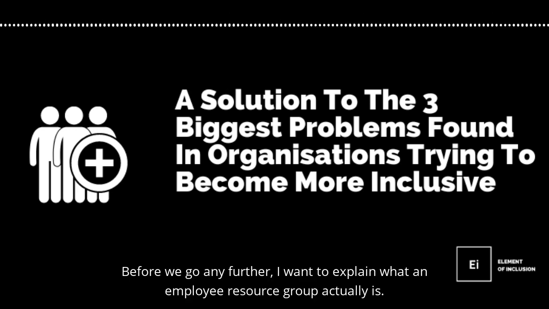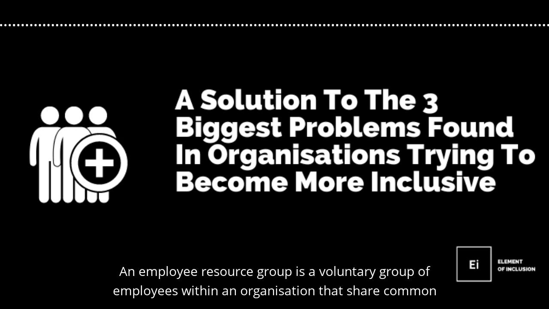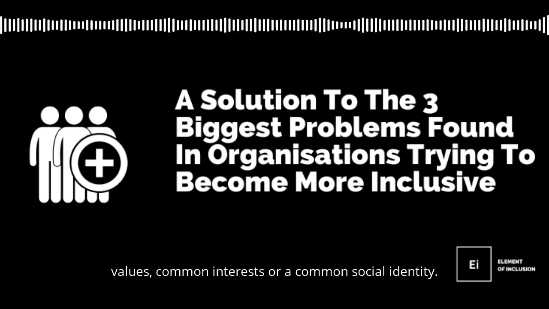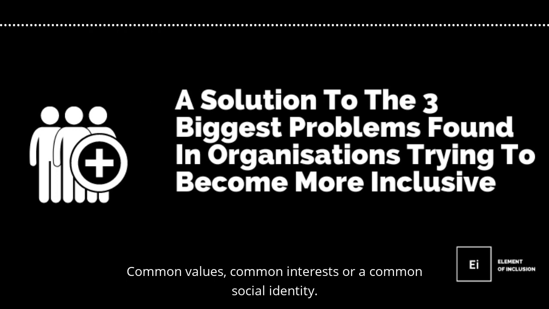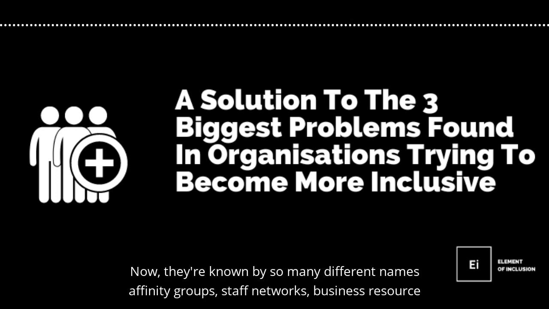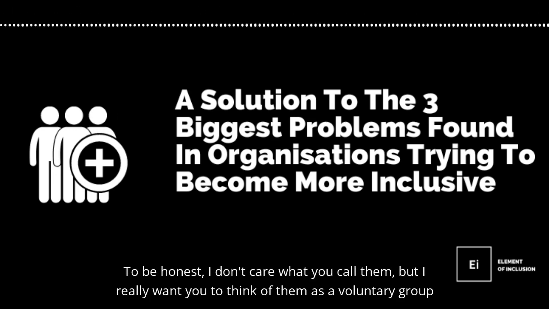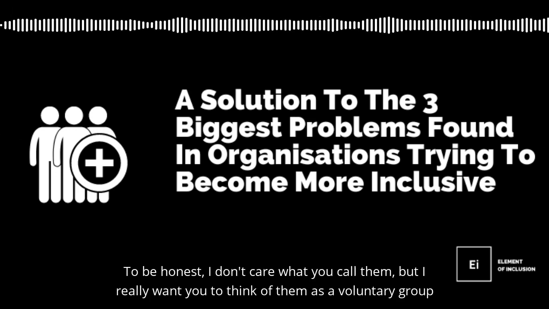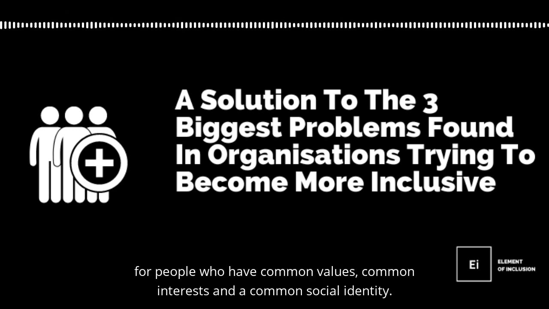Before we go any further, I want to explain what an employee resource group actually is. An employee resource group is a voluntary group of employees within an organization that share common values, common interests, or a common social identity. Take a second and think about that. Common values, common interests, or a common social identity. Now, they're known by so many different names: affinity groups, staff networks, business resource groups. To be honest, I don't care what you call them, but I really want you to think of them as a voluntary group for people who have common values, common interests, and a common social identity.